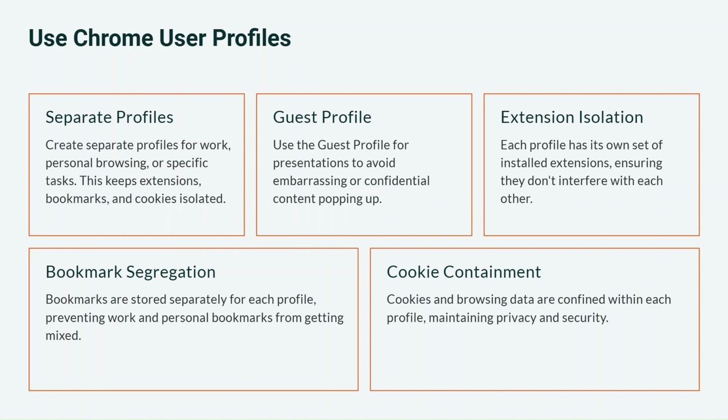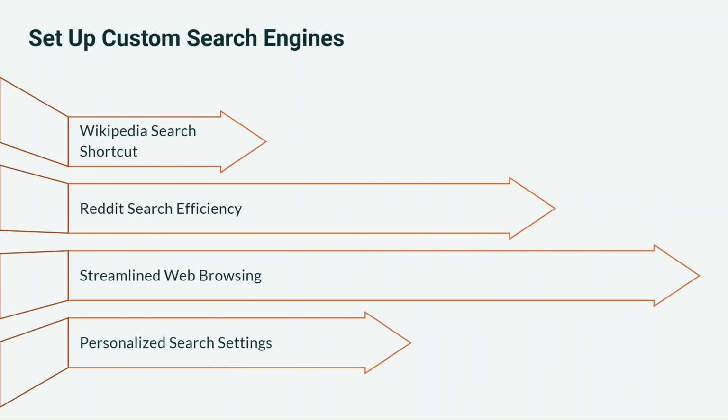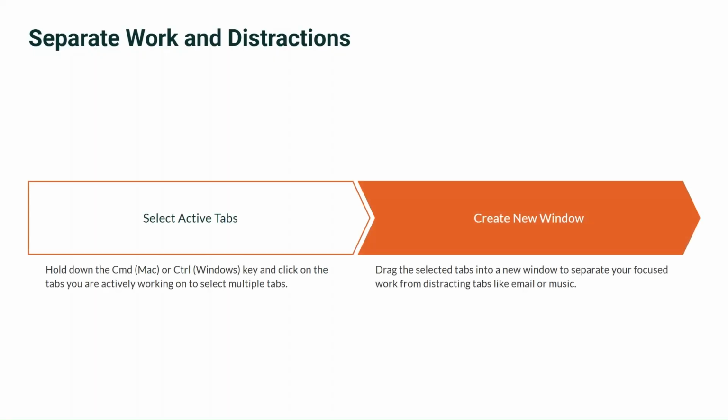Set up custom search engines. Add custom search engines to search specific websites directly from the address bar. For example, type Wiki plus Tab to search Wikipedia, or Reddit plus Tab for Reddit. Configure this under Settings, Search Engine, Manage Search Engines.